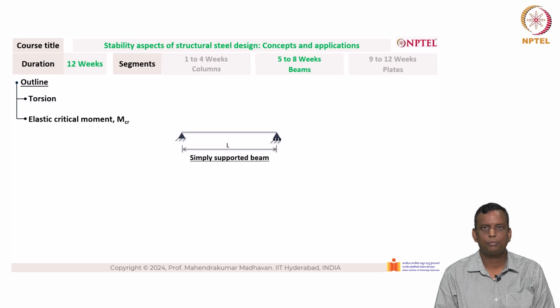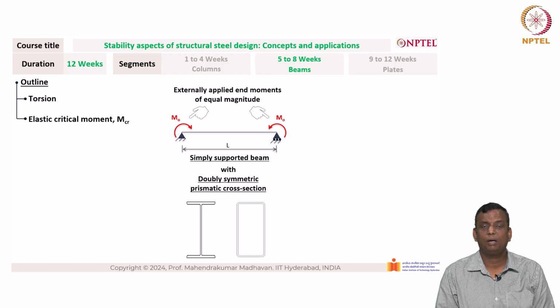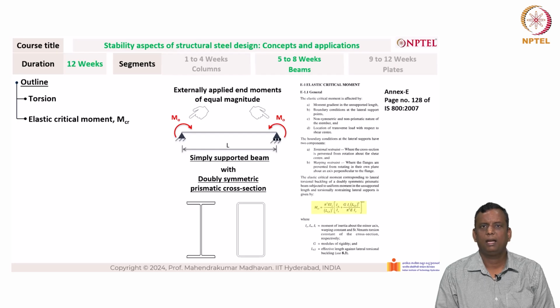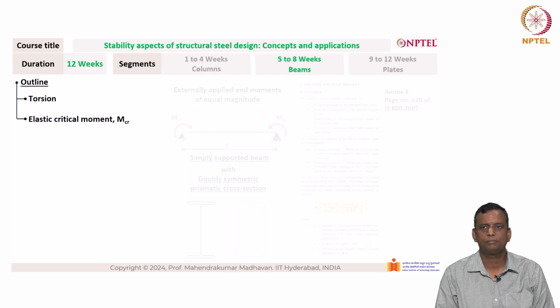So this is a simply supported beam, as you can see here, and there are several different types of cross section that we typically deal with. One is an I section, which is an open cross section, and then there is a box section, which is a closed cross section. So basically we apply equal moment on both sides, the external moment of value M0, and the derivation for which will lead to the annexure E, basically that is given in IS 800. And so we will talk about the derivations and how this MCR value is what is given in annexure E, page 128 of IS 800.